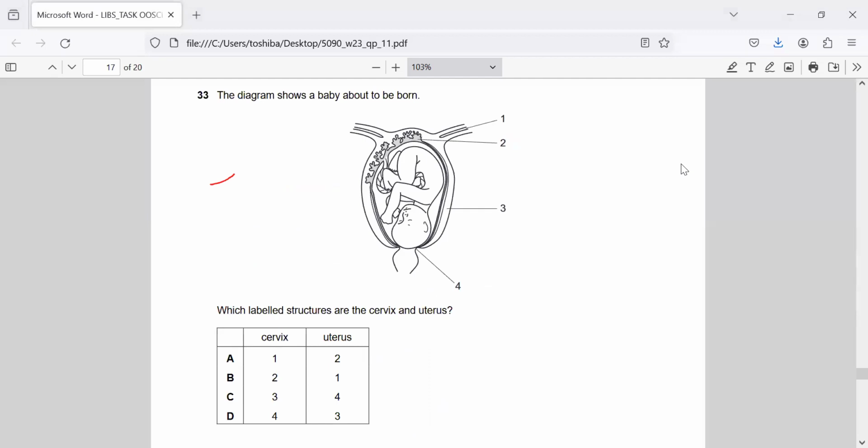The diagram shows a baby about to be born. Which labeled structures are cervix and uterus? We have to identify cervix and uterus, and we all know that this structure is cervix. However, the structure number 4, this whole part, is uterus. So the correct option for this is D.